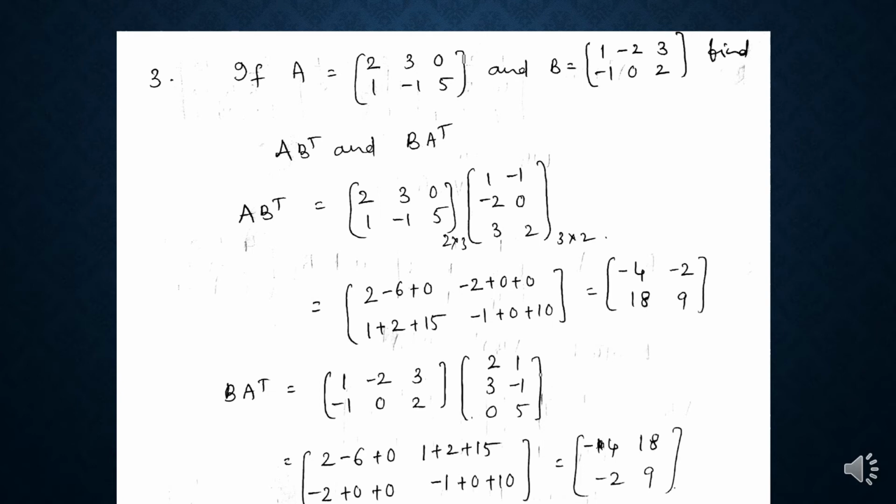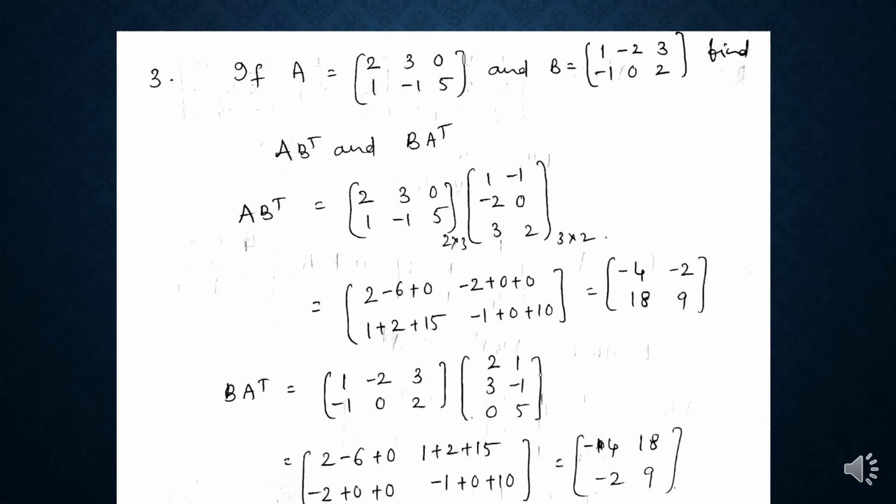Now take the second row into first column. 1 into 1 is 1, minus 1 into minus 2 is plus 2, plus 5 into 3 is 15. Then 1 into minus 1 is minus 1, plus minus 1 into 0 is 0, plus 5 into 2 is 10. So by adding these elements we will get 2 minus 6 is equal to minus 4, minus 2, 18 and plus 9. So this is A B transpose: minus 4 minus 2 18 9.